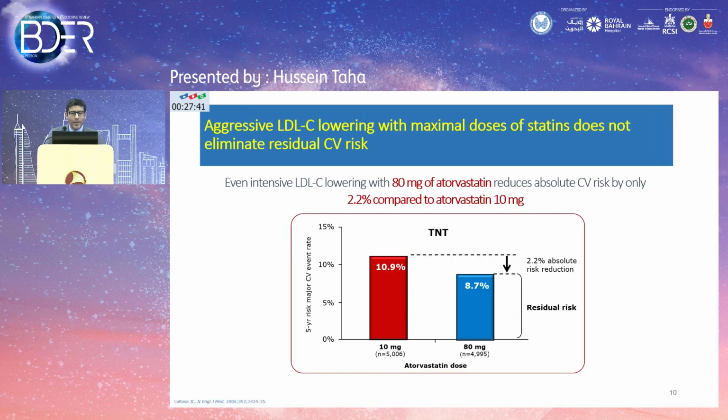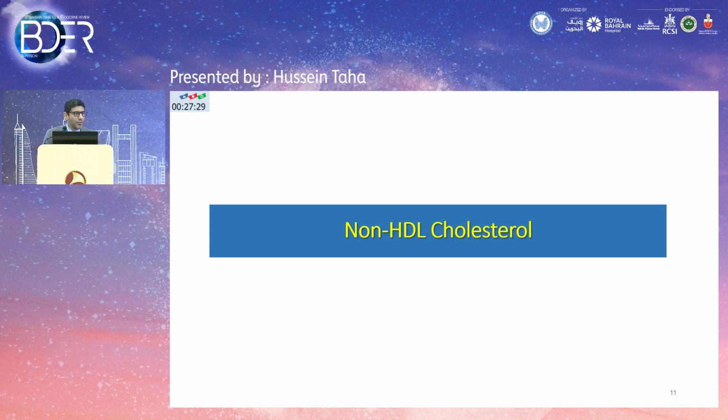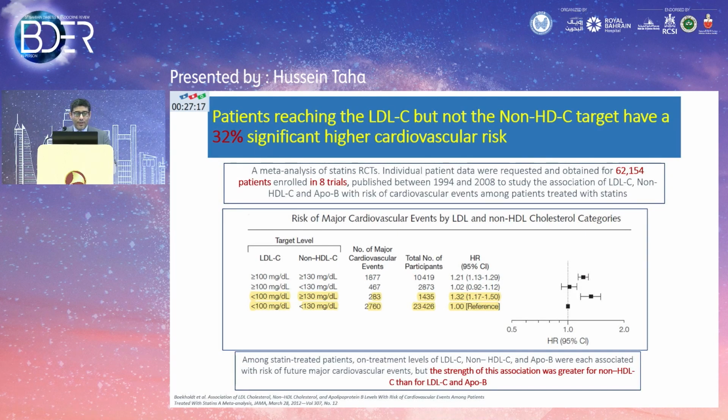Even by lowering LDL cholesterol further with the maximum dose of atorvastatin, we reach just a 2.2% absolute risk reduction. So it's time to talk about non-HDL. Many guidelines address non-HDL after controlling the LDL target. In many meta-analyses, when LDL is at target but non-HDL is not at target, the hazard ratio is still more than 1. That means you should look into that parameter when you attain LDL targets.